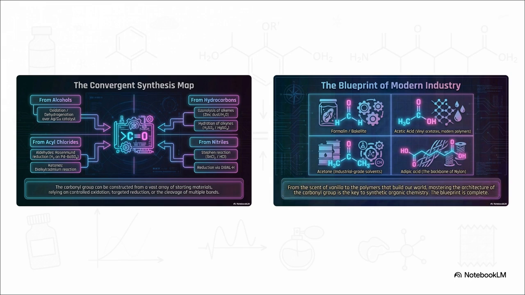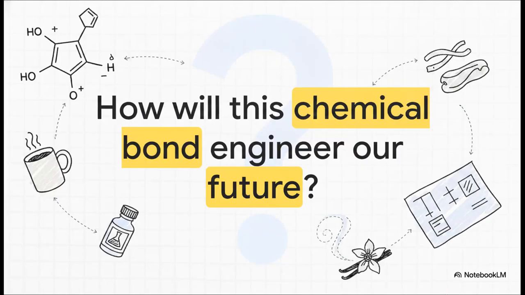We use it to create formalin for bakelite plastics. We use acetic acid for vinyls. We manufacture millions of tons of acetone for heavy industrial solvents. We even use it to synthesize adipic acid, which is the literal backbone of the nylon in the clothes you might be wearing right now. It all traces back to oxygen's electronegativity and a flat, polarized carbon target.